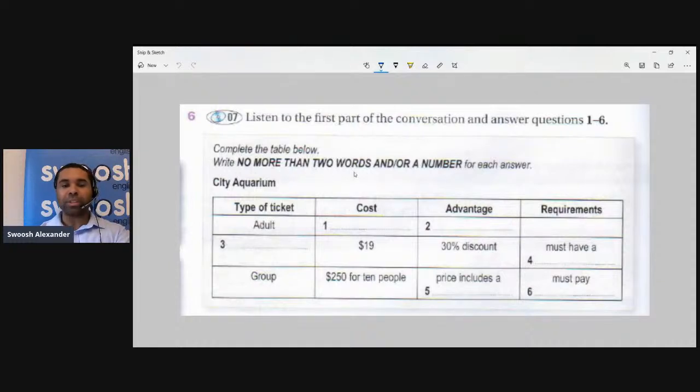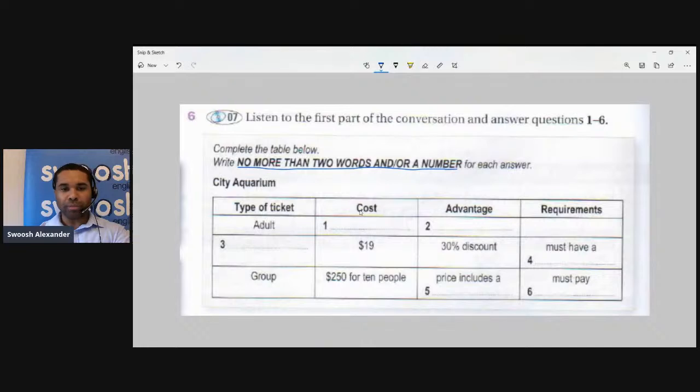Before we listen, we have to make sure that we read very clearly for the instructions. So we can see the instructions are at the top here. Write no more than 2 words and or a number. So that's really important. If we write 3 words, then we will lose the mark. So we have to make sure that we follow the instructions very carefully. And also we need to use the information from the table to help us get the answers. So we know what we're listening for.